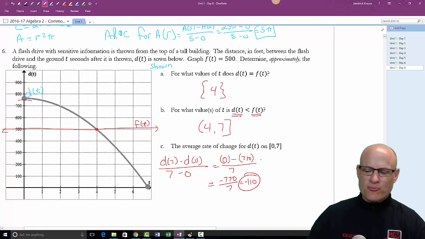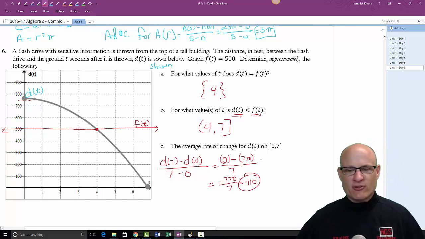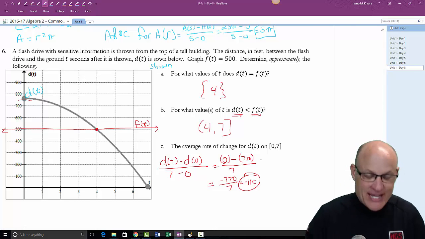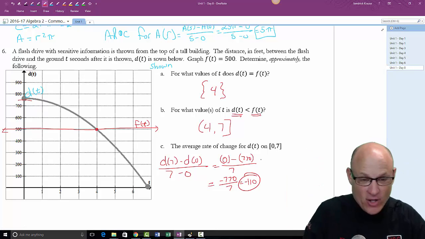So there's my approximate average rate of change, because they didn't give us the function name for d of t. Okay, kids, that's it.